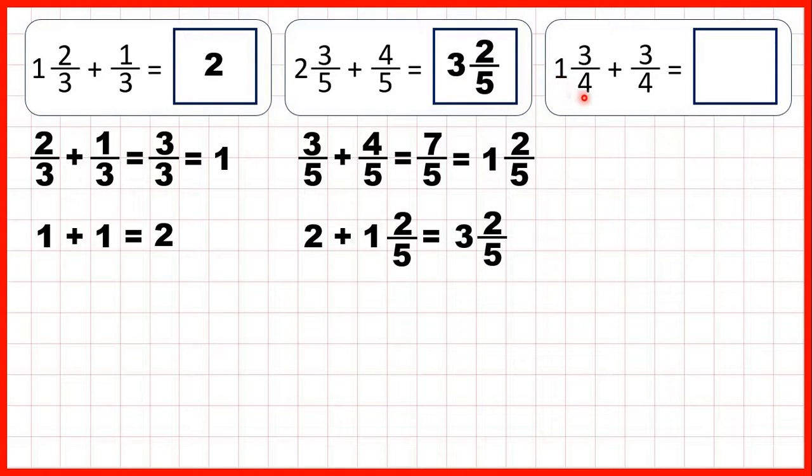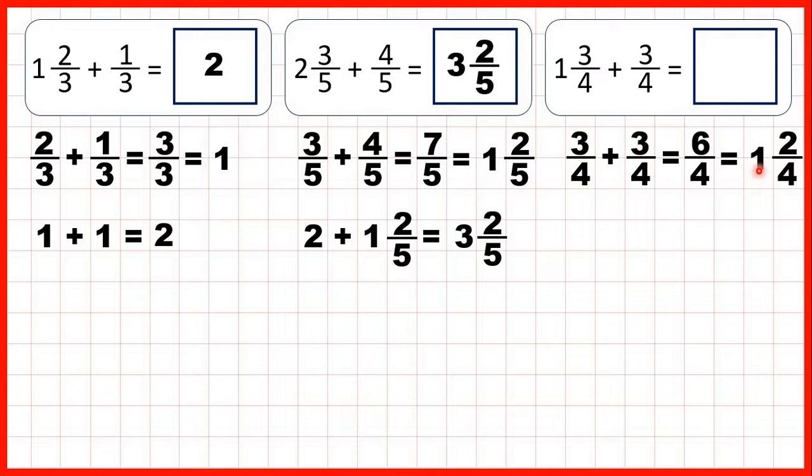Finally, we have 1 3/4 plus 3/4. So we can start by adding our fractions. That gives us 6/4, but 6/4 is an improper fraction, and we can't write 1 6/4 as our answer because we can never have an improper fraction in a mixed number. But we can change 6/4 into a mixed number because 6 divided by 4 is 1 remainder 2. The denominator stays the same, so as a mixed number, we have 1 2/4.